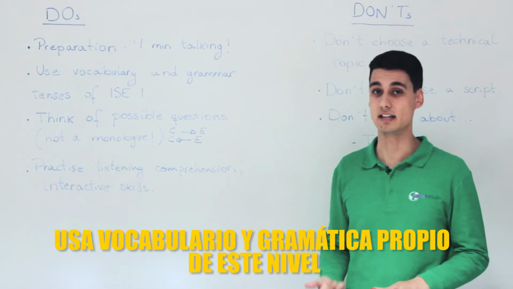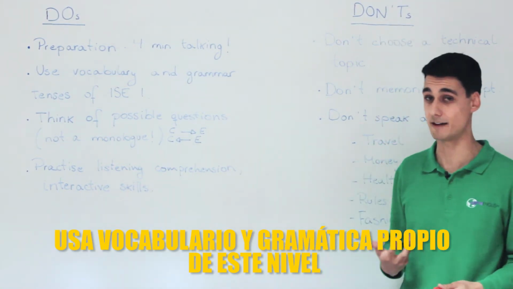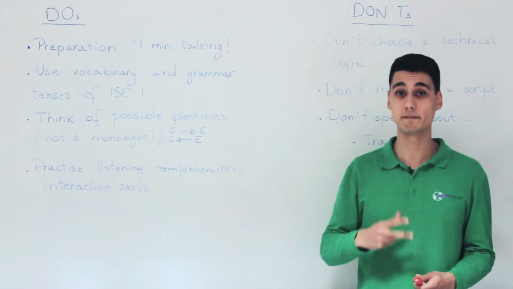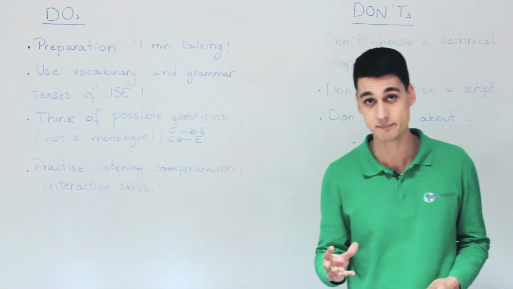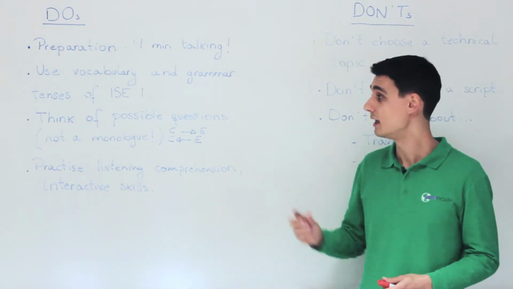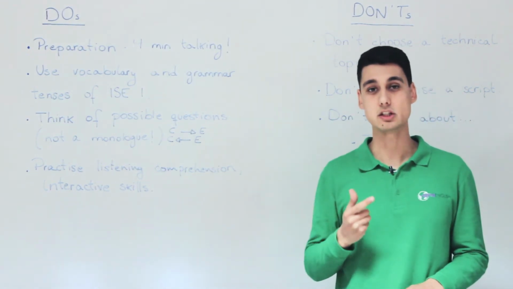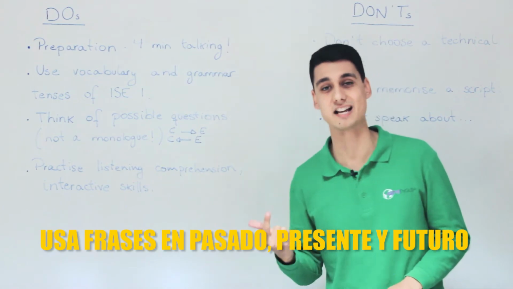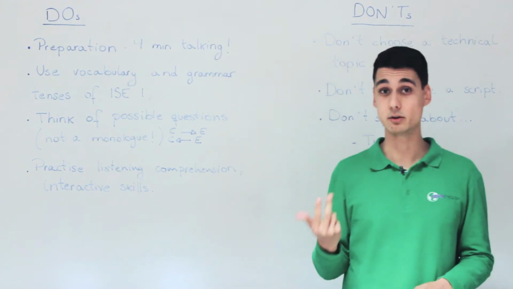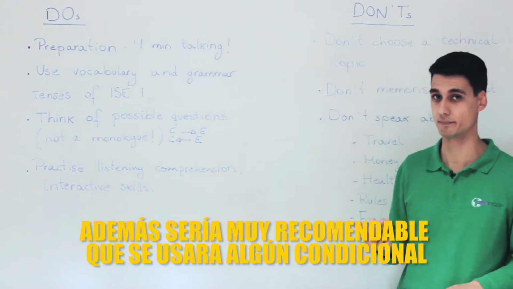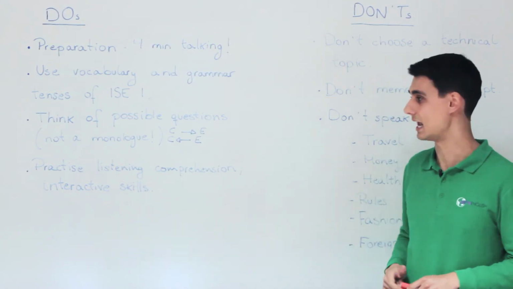Now, my second tip is use vocabulary and grammar related to this level, okay, according to this level. So try to use all the vocabulary, all the tenses, everything that you've learned in class with your teacher, and that will help a lot. Now, it is important for you to keep in mind that you need to include a present tense, past tense, and a future tense in your topic. And ideally, it would be a very good idea to use a conditional tense as well. Okay, so try to mix and fit some ideas in.